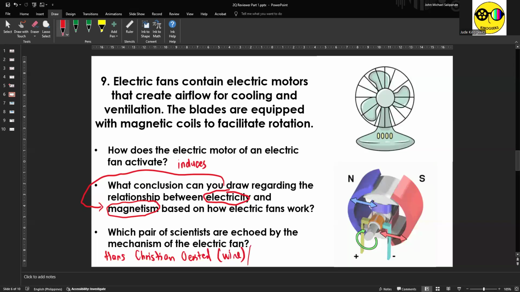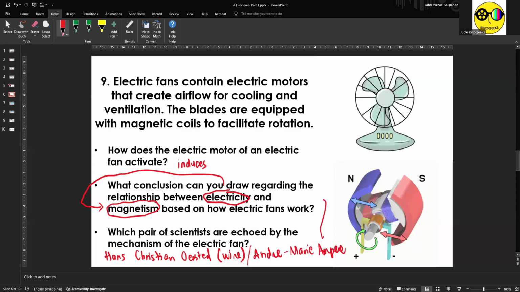And the other one who conceptualized electricity inducing magnetism is none other than Andre Marie Ampere. So remember, Ampere, his surname, is the SI unit for current. That's why if you see electrical appliances, the current being generated by that gadget or that power supply has a unit of ampere, which is represented by capital letter A.